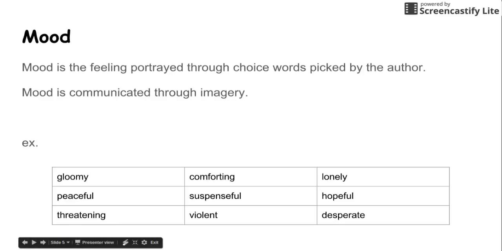Mood is the feeling portrayed through choice words picked by the author. It's communicated through imagery.